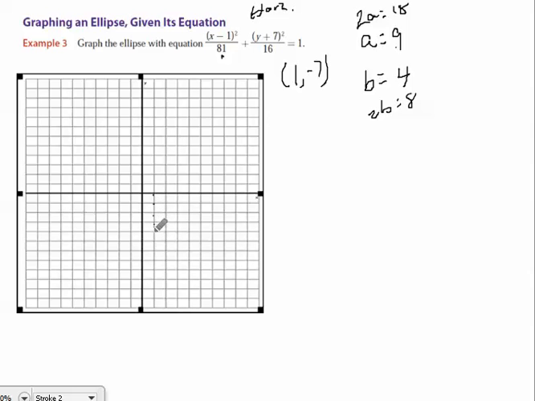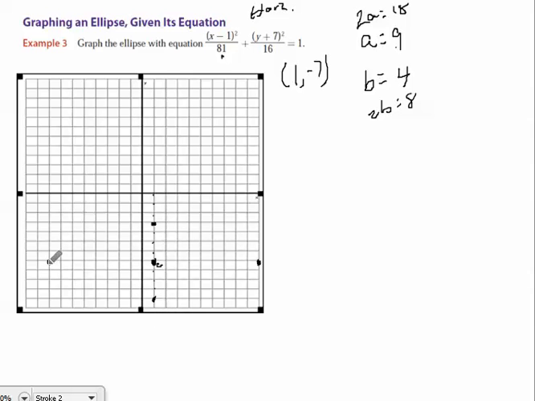1, 2, 3, 4, 5, 6, 7. There's my center. Okay? And so major axis is 9. I'm going to count 9 to the right and put a point here at 10. And 9 to the left and put a point. And those are going to be my vertexes. And then I'm going to count 4 up. 1, 2, 3, 4. And 4 down. 1, 2, 3, 4. And there's where my covertexes are.